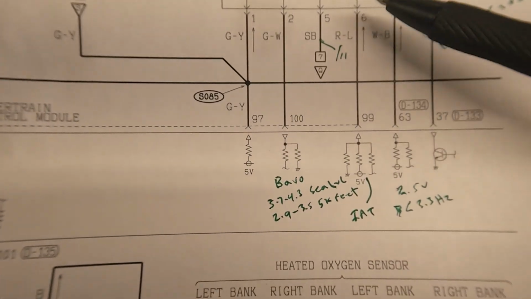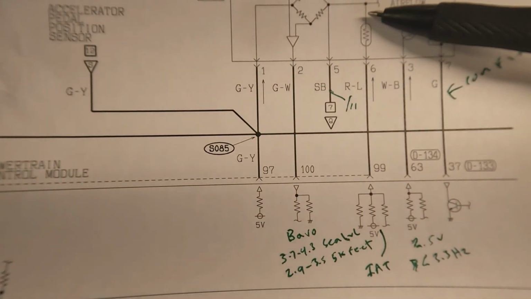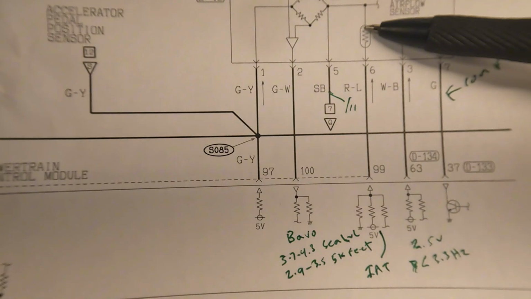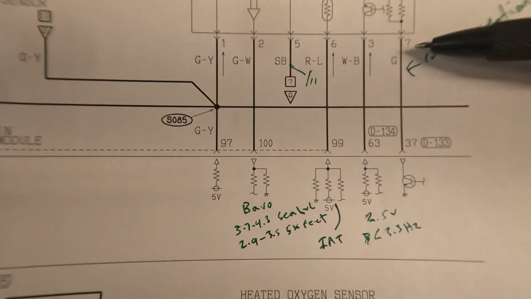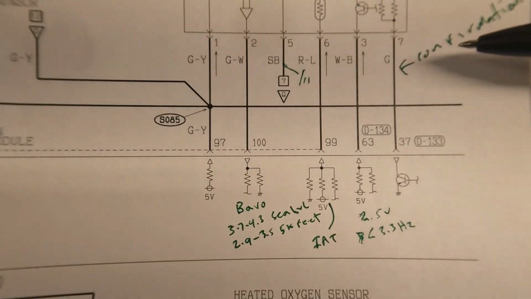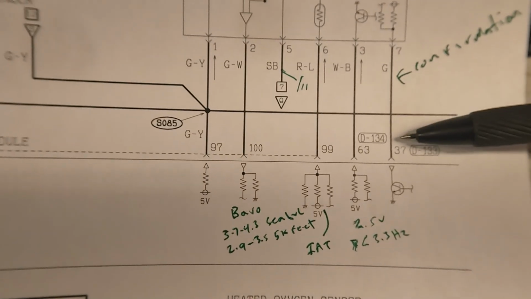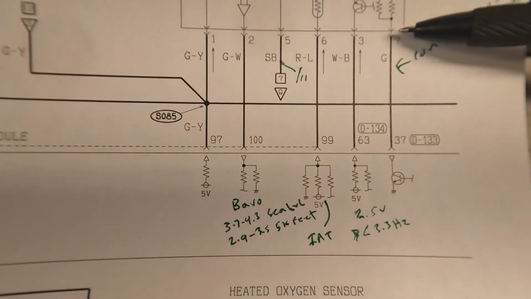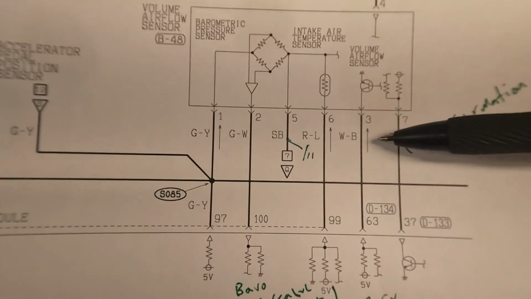Terminal number 6 is your intake air temperature sensor. So that's basically your thermistor inside the mass airflow sensor, telling the computer the temperature of the air that's going in there. Okay, and then terminal number 7 is very interesting. I'm not 100% sure what terminal number 7 is, but I'm thinking it's a confirmation signal going back.